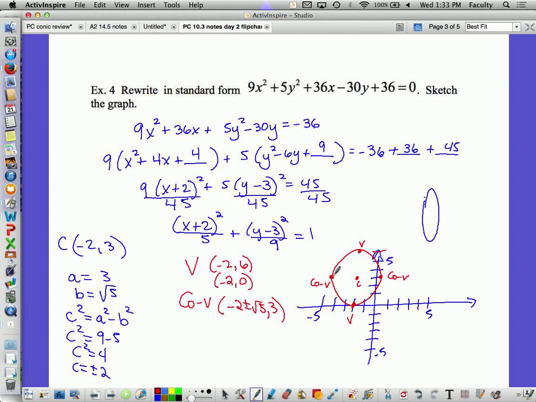Then the last thing we need to do is to find the foci, and the foci will be c units from the center. So you're going up 2 and down 2. So the foci were -2, comma 5, and -2, comma 1. All right, let's double check our work. We've got the equation, the center, the vertices, the co-vertices, the foci, and we've sketched it, okay?